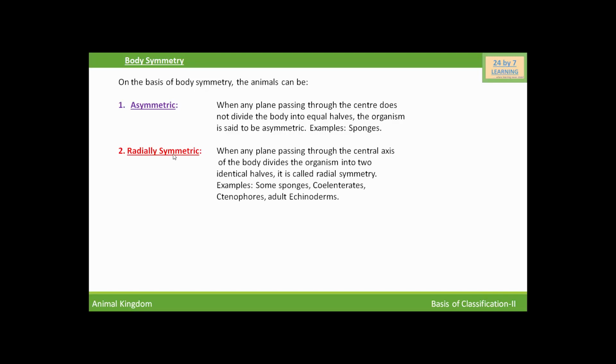Next is radially symmetric animals. When any plane passing through the central axis of the body divides the organism into two identical halves, it is called radial symmetry. Radial symmetry is found in some sponges, coelenterates, ctenophores and adult echinoderms. As shown in the figure, there are several planes passing through the central axis of the body of the organism that divide the organism into identical halves.